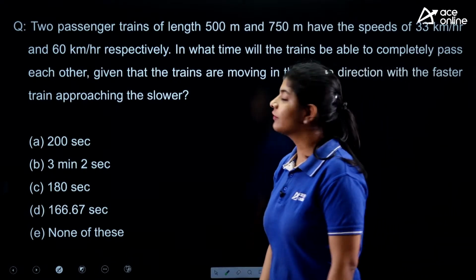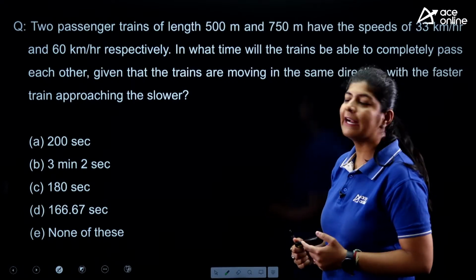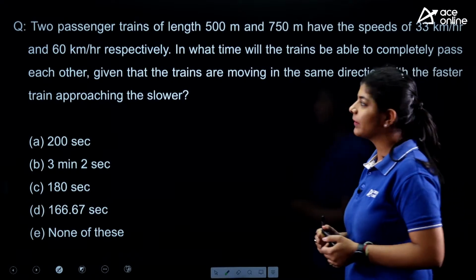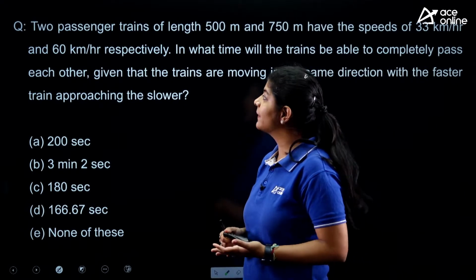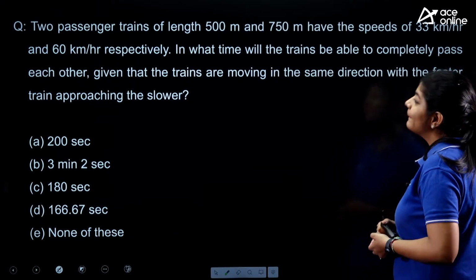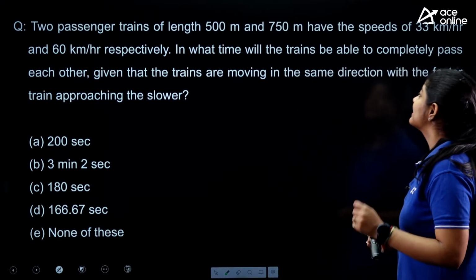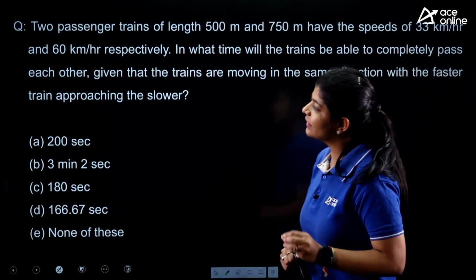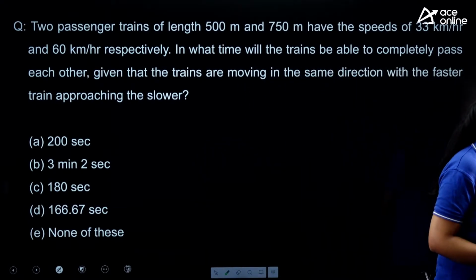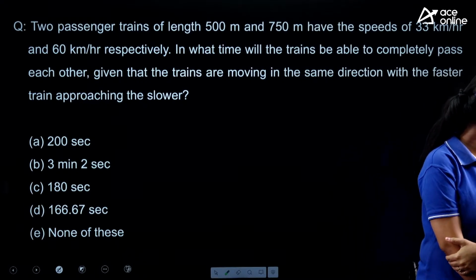Now the last question of today's session, and the question is saying that two passenger trains of length 500 meter and 750 meter have the speeds of 33 kilometers per hour and 60 kilometers per hour respectively. In what time will the trains be able to completely pass each other, given that the trains are moving in the same direction with the faster train approaching the slower one? What we need to do? We only need to find out the time period in this one, and I know that we can easily determine this.